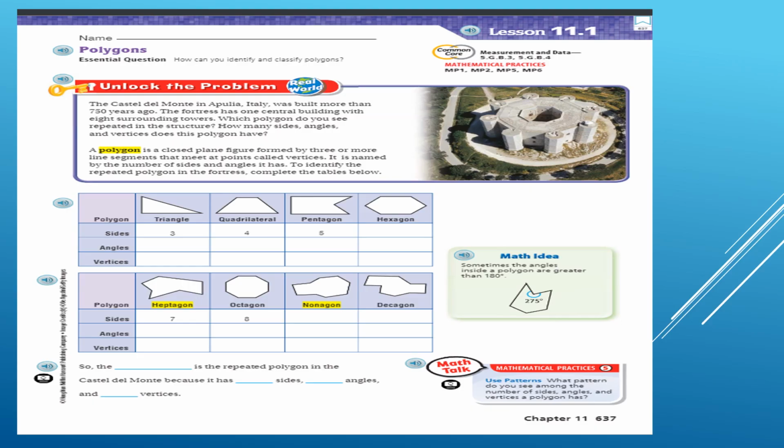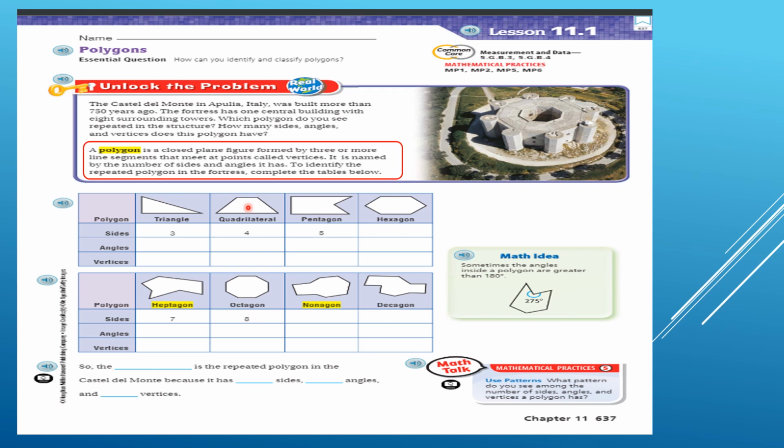Now, this is chapter 11, lesson 1, and we will start with unlock the problem. But before I start telling you about this castle in Italy, we can easily now fill these polygons, right? Do you remember the polygons that we studied right now in the slides before? We can easily fill how many sides and how many angles and how many vertices. So let's start with our first shape. So this is a triangle, okay?